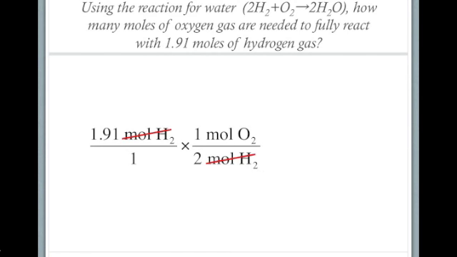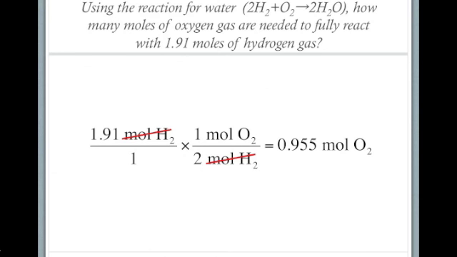Where did I get this 1 and 2? Well, I actually got it from the reaction. This is my mole-to-mole ratio. For every 1 mole of oxygen in this formula, there's 2 moles of hydrogen needed. So that's exactly where I pulled that from. Put your units first, then put your numbers. Since I wanted how many moles of oxygen, I'm done. So now I just put this in the calculator. 1.91 divided by 2. And I get 0.955 moles of oxygen gas.